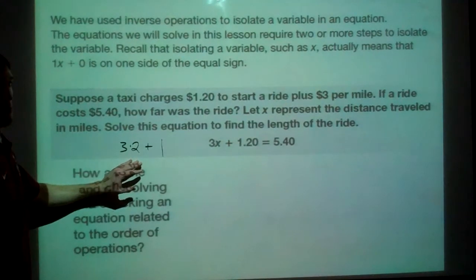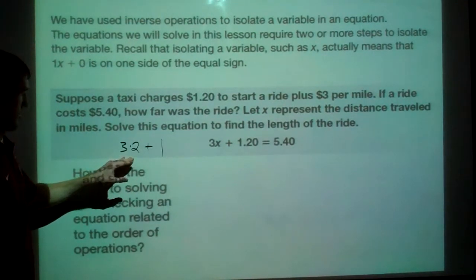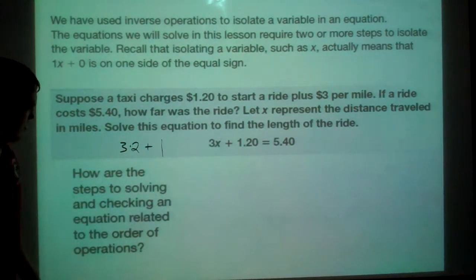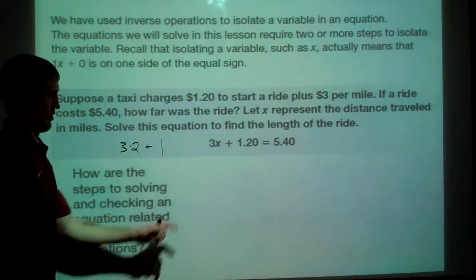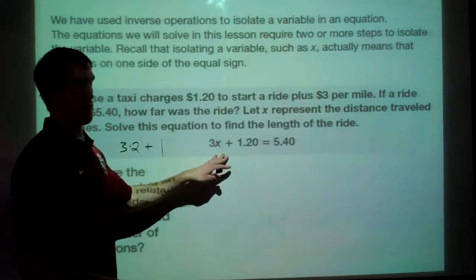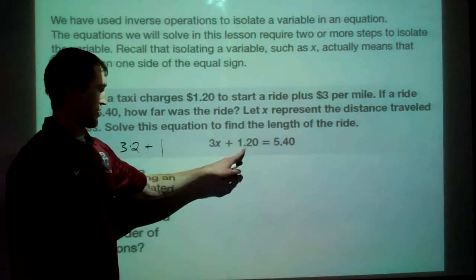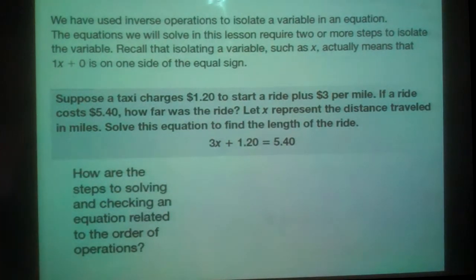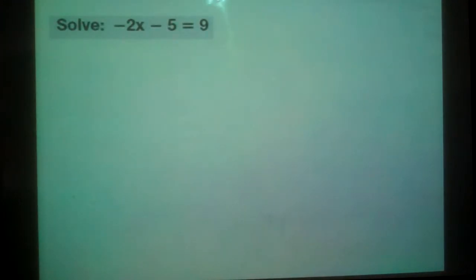3 times 2 is 6, and then we'd add 1, because that's our order of operations. Normally we would multiply before we add. However, in this scenario, when solving for a variable, we subtracted first, and then we divided. So the operations are backwards when we're solving for a variable. So I just want to bring that up.